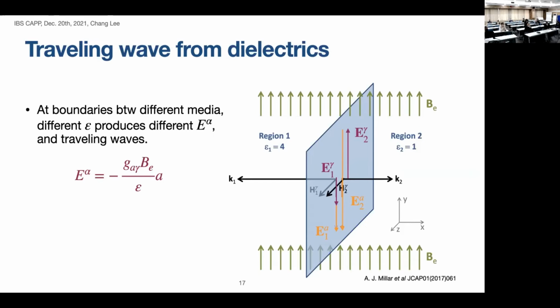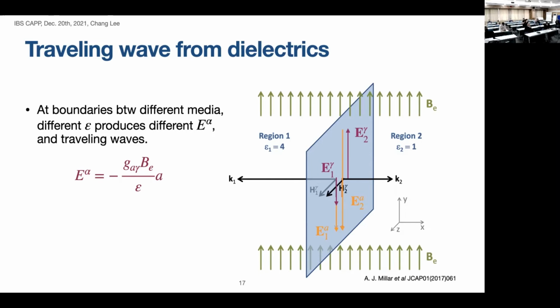I mentioned that only for the mirror because it is a simpler case, but this is not limited to the mirror. It is in fact more general. Traveling wave emission can come from any boundary between two different media with different permittivity. So in this more complicated example, there's a boundary, and the left side is a dielectric with a relative permittivity of 4, and on the right-hand side is a vacuum, with a relative permittivity of 1.